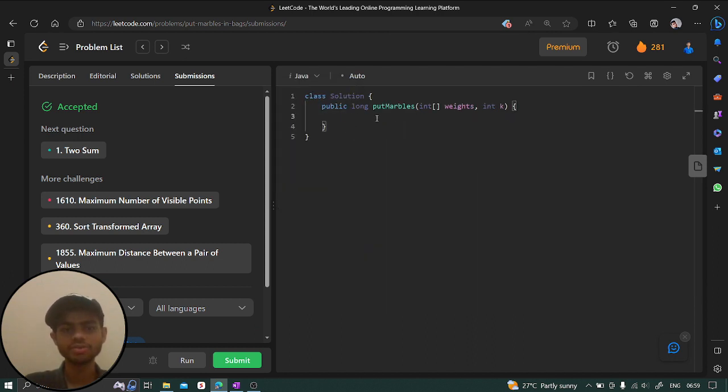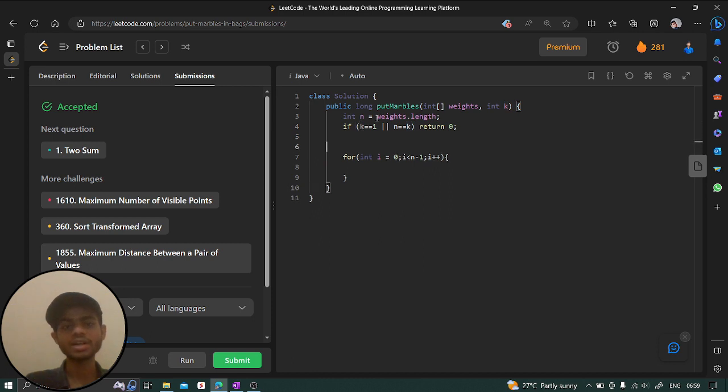All right. So in Java, first of all, get the length, and here we can say weights of length, right? And if k is equal to 1, or we can say n is equal to k, then we can directly return 0, right? Return 0. And otherwise, what we have to do, for int i is equal to 0, i less than n minus 1, i plus plus, and here first of all we have to make an array or vector. In Java, we don't have vector, we have array list, but let's create an array only, right? Int cost is equal to new int of n minus 1 size, right? And here we can say cost of i is going to be weights of i plus weights of i plus 1.